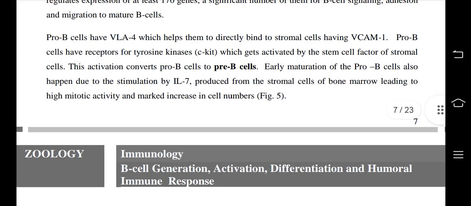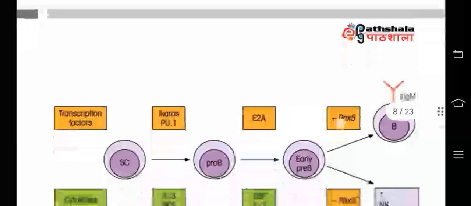Pro-B cells have VLA-4, which helps them to directly bind to stromal cells having VCAM-1. Pro-B cells have receptors for tyrosine kinase c-KIT, which gets activated by the stem cell factor of stromal cells. This activation converts pro-B cells to pre-B cells. Early maturation of the pro-B cells also happens due to stimulation by IL-7 produced from the stromal cells of bone marrow, leading to high mitotic activity and marked increase in cell numbers.